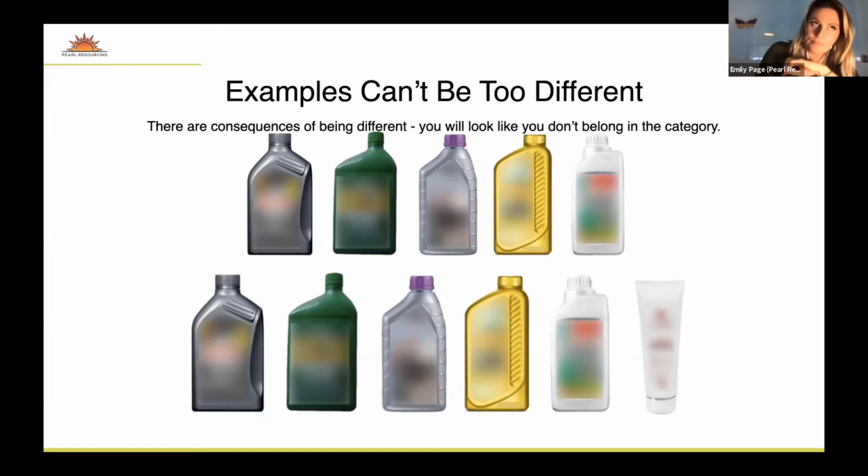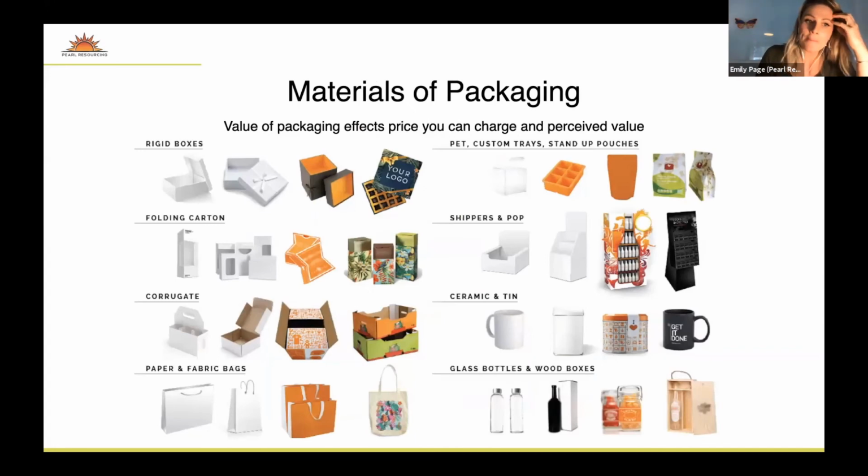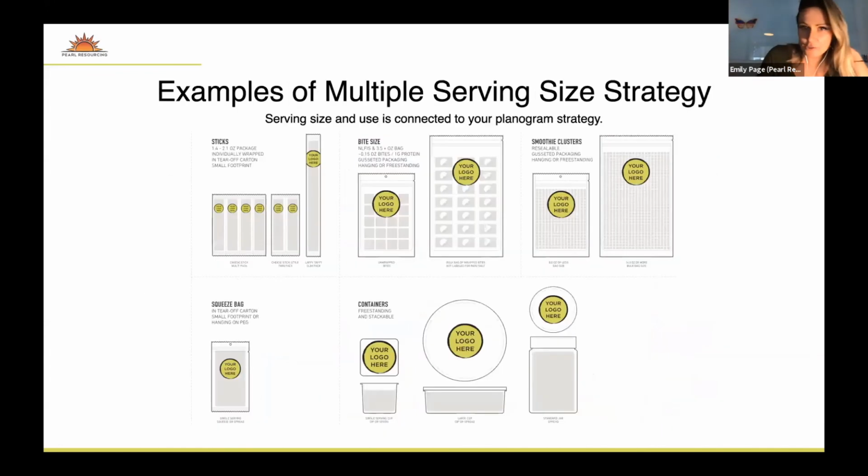If people trust you, they'll buy something different, but if not, then it needs to look kind of similar. Lots of different options in terms of material. People forget about wood, ceramic, folding carton, paper, plastic. Lots of different unique ways that you can make your brand stand out structurally.